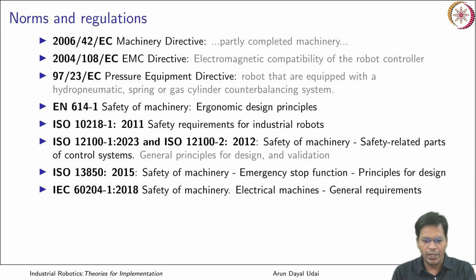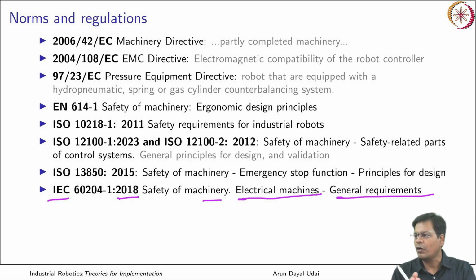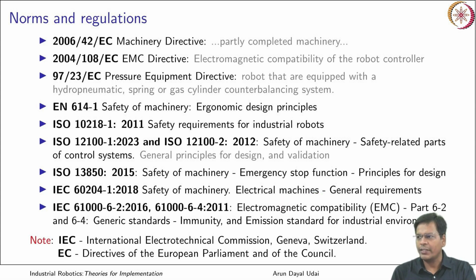Okay, and then you have the IEC guideline 60204-1 in 2018, that is safety of machinery that treats the robot as an electrical machine. General requirements are all discussed here. So even the robot, if it is electrically powered, it is an electrical machine, so it has to follow this guideline also.